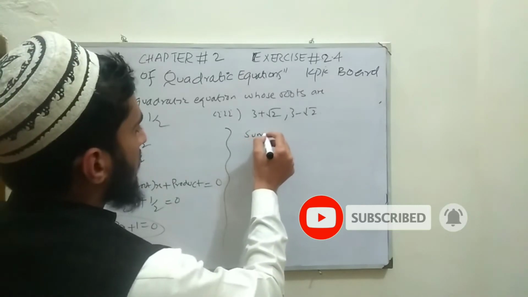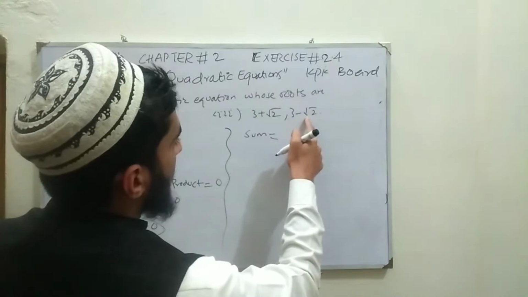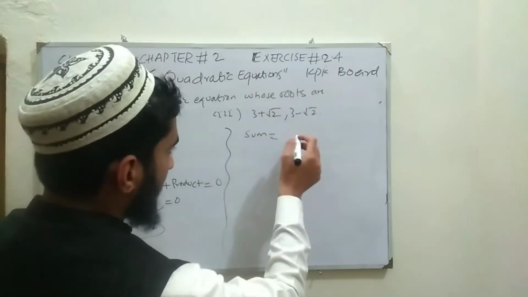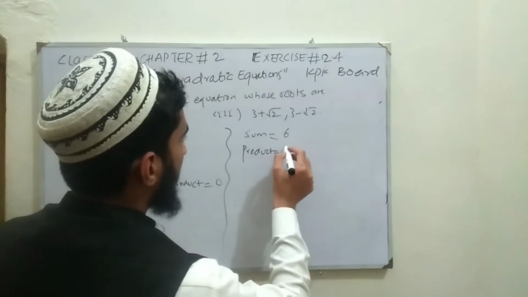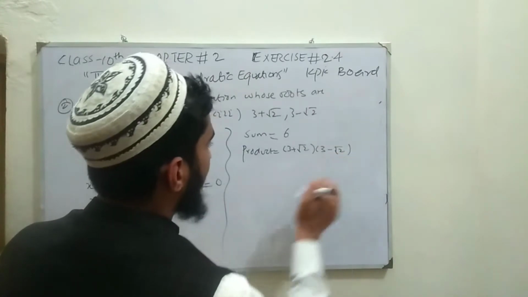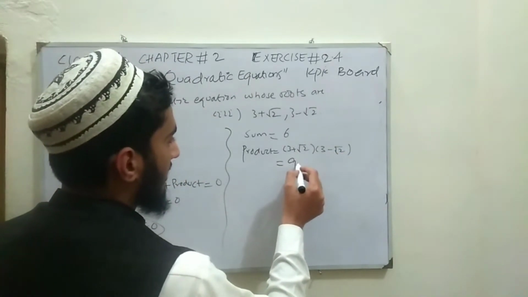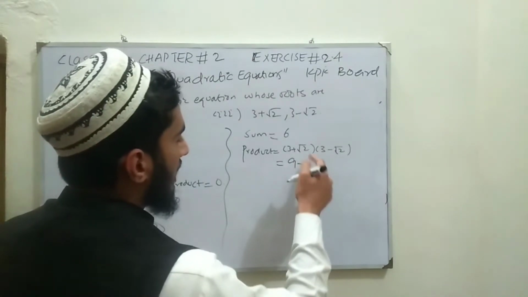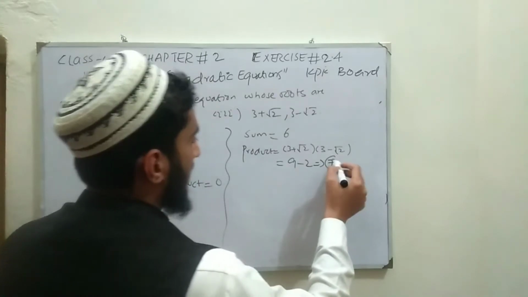Sum of roots will be equal to 3 plus under root 2 and 3 minus under root 2. Under root 2 will be cancelled out with negative under root 2, so we are left with 3 plus 3, which gives us 6. So this is the sum. And the product of roots will be equal to 3 plus under root 2 multiplied by 3 minus under root 2. Here we use the formula a plus b times a minus b is equal to a square minus b square. So 3 square gives us 9 minus under root 2 square, which is 2. So the product will be equal to 7.